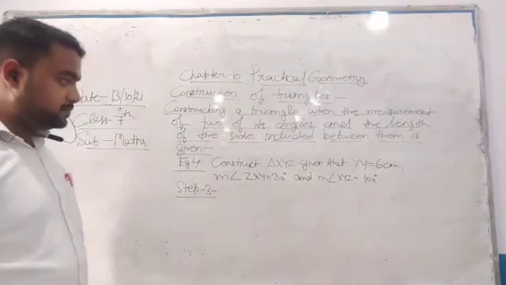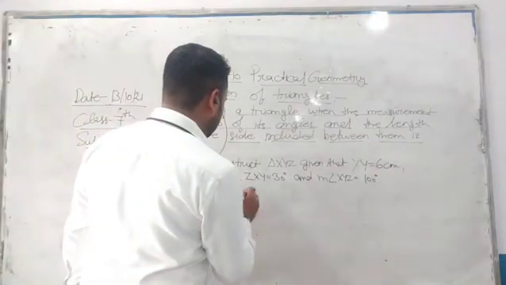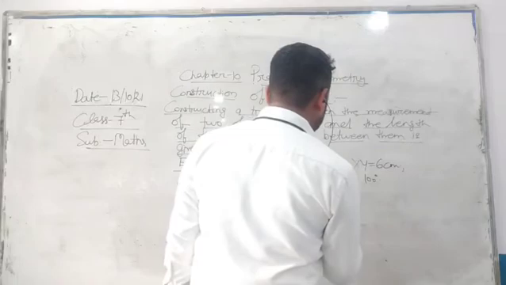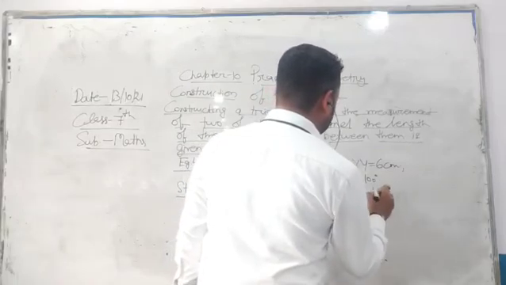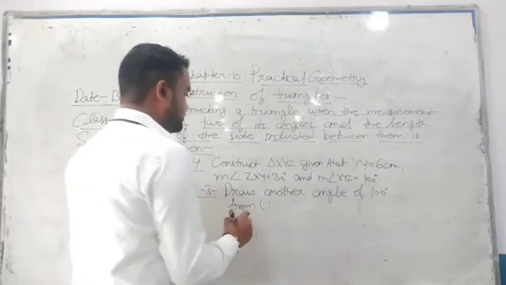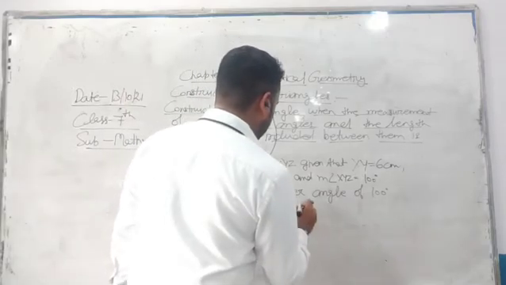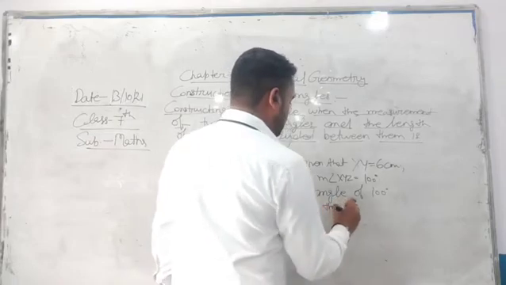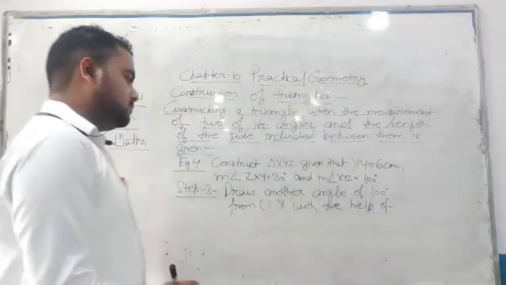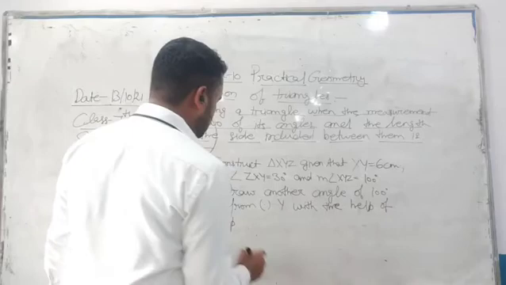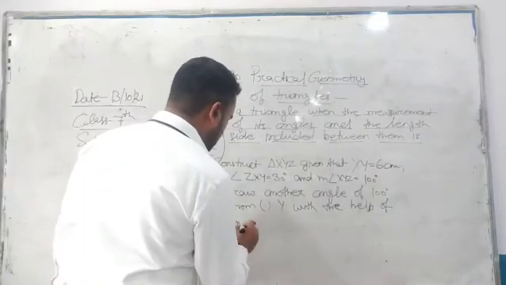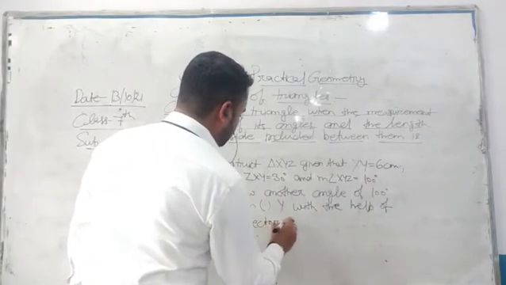The third step: draw another angle of 100 degree from point Y with the help of protractor.